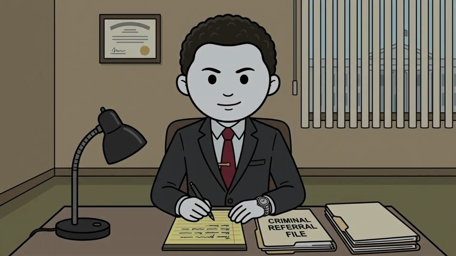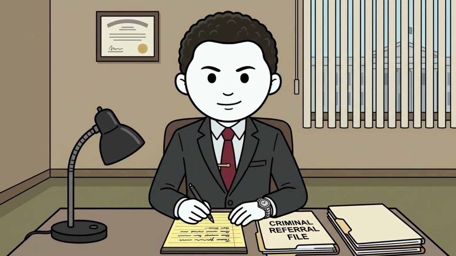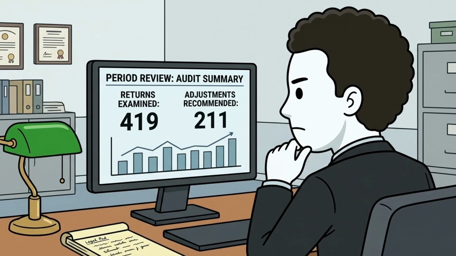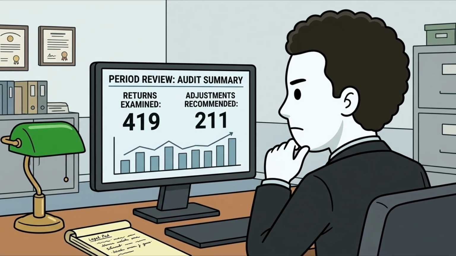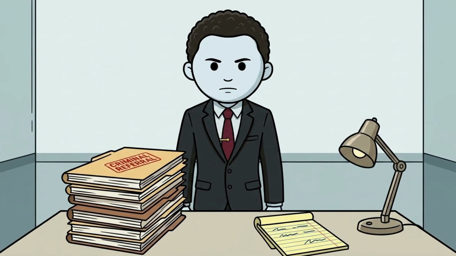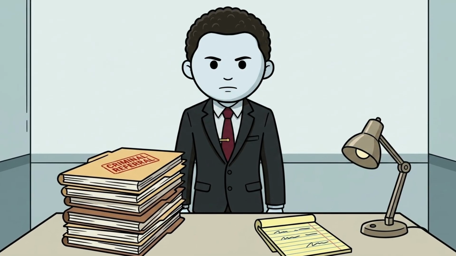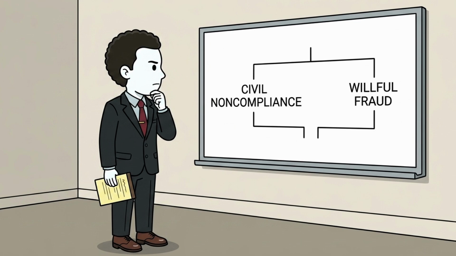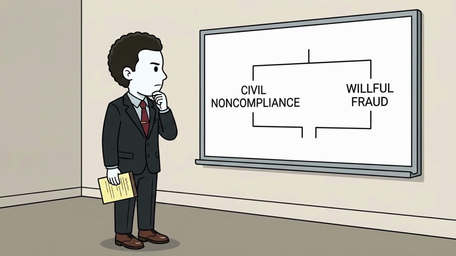7 years after the beginning. You are 33 years old now. You have examined 419 returns. You have recommended 211 adjustments. You have referred 7 cases to the Criminal Investigation Division. 7 times in 7 years, you found something that crossed the line between civil noncompliance and willful tax fraud.